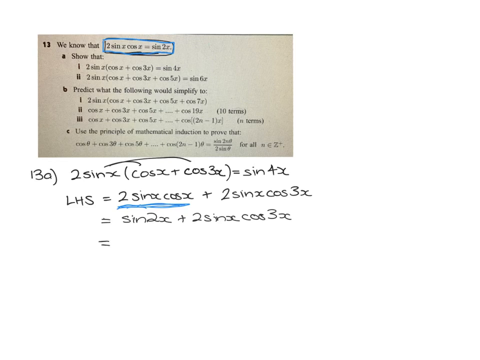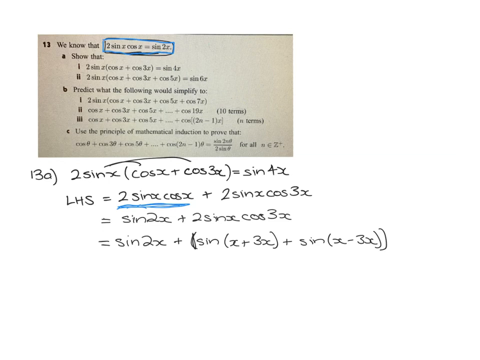We could use the 2 sine A cos B rule. So let's say that this is sine 2x. Now Josh has found a rule. What are we going to have, Josh? You want to have a go? Sine 2x plus by sine x plus 3x. So sine x plus 3x. Yep. And then a plus by sine x minus 3x. Perfect. Can everyone find what rule we just used?